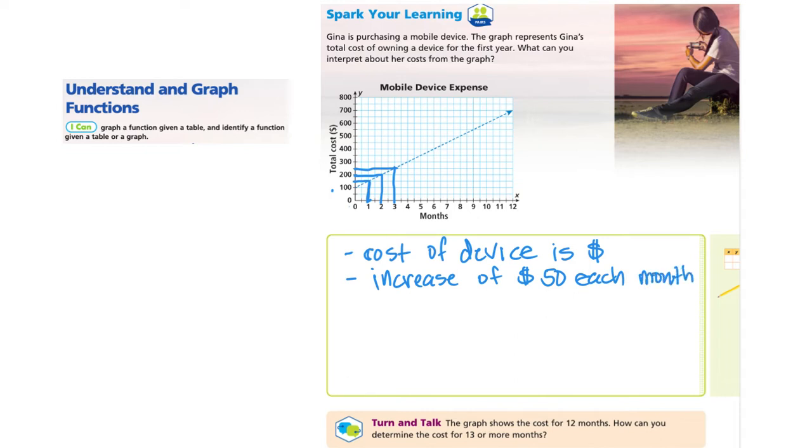So that tells you something, and you could do this in a table if you wanted to make X and Y. And then you could see that at 0 months, it was $100. At 1 month, it was 150 and so on. So then you'll be able to see that pattern of an increase of $50 each month. And then that's probably enough for now. You might have noticed other things, so include those in your examples or in your work. And then let's go on to the build understanding.